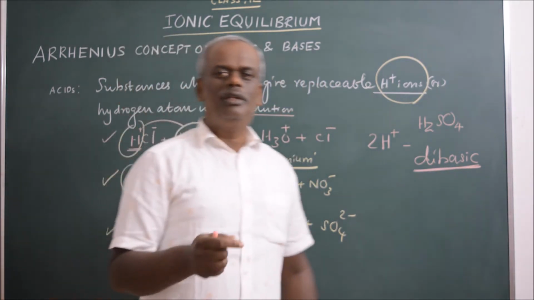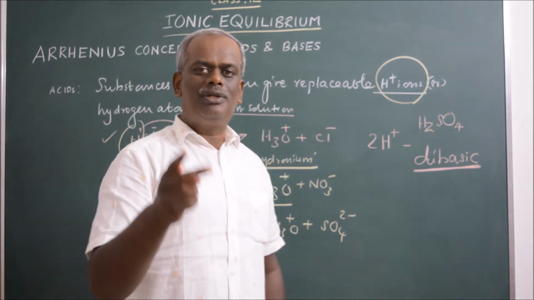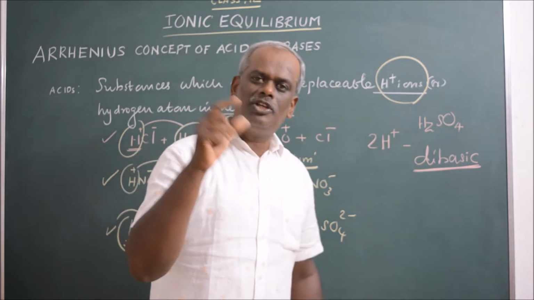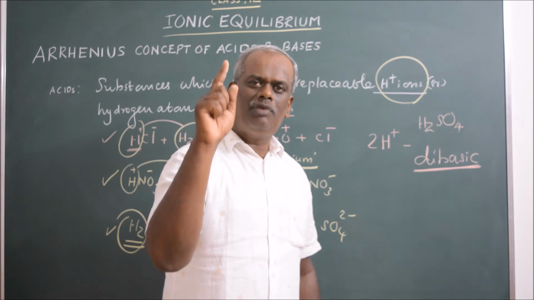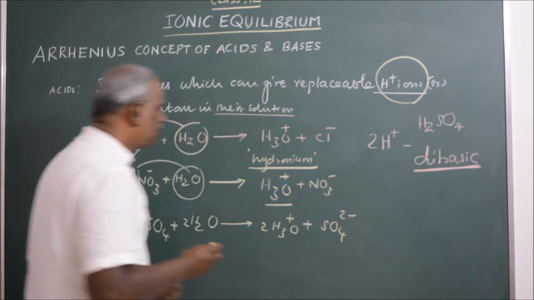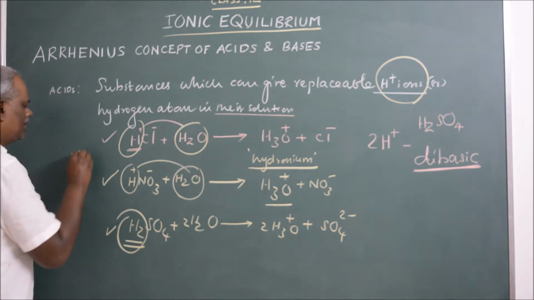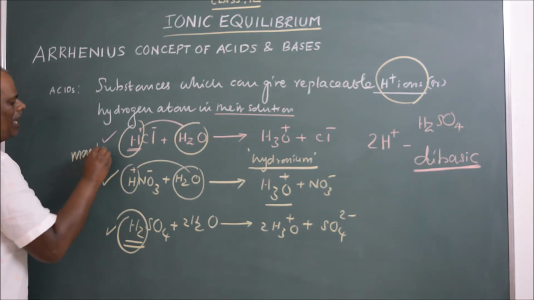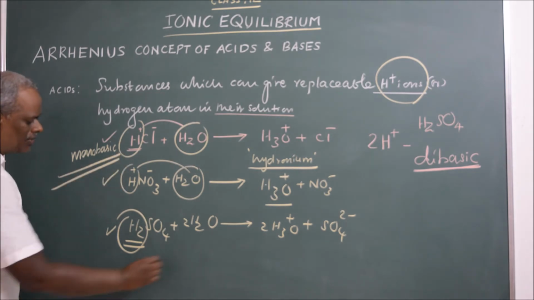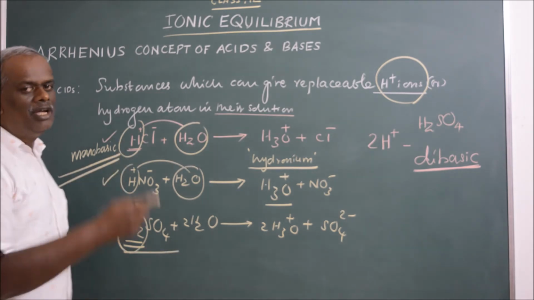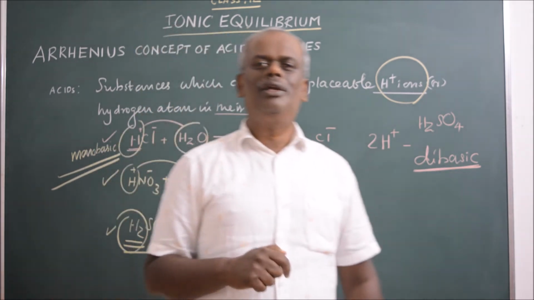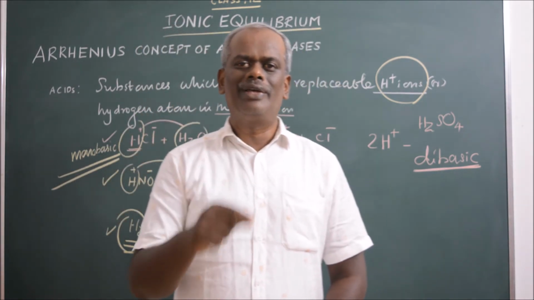Why is this called dibasic? Dibasic means the number of replaceable hydrogen is equal to 2. If the number of replaceable hydrogen atom is equal to 1, you can call it monobasic. So these are the 2 monobasic acids, as they are having a single replaceable hydrogen, but sulfuric acid is a dibasic acid. So this is about the concept of Arrhenius for acids.